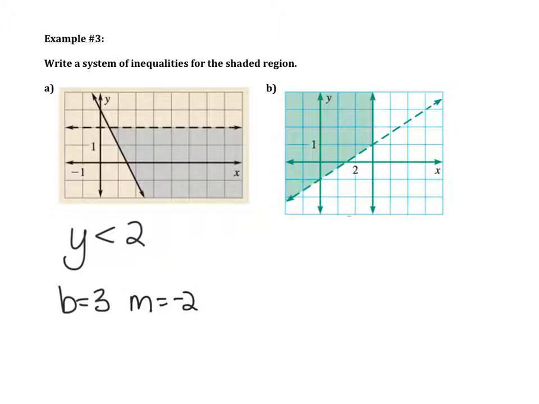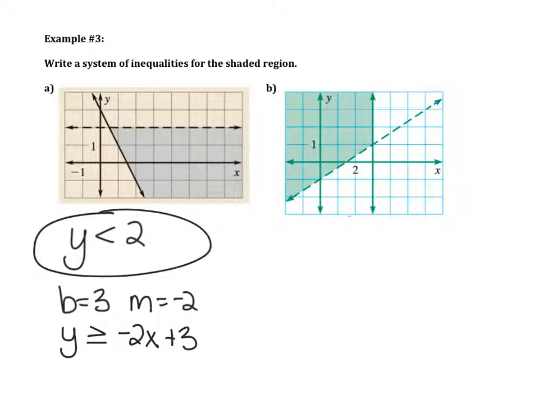Again, I would have an equal to since it was solid, and for this shaded area, that meant that it was shaded above it. So I would end up with y is greater than or equal to, again, greater since it was shaded above it, and equal to because it was a solid line. So y is greater than or equal to -2x plus 3. So my system of inequalities would be these two inequalities put together. Moving on to part B.